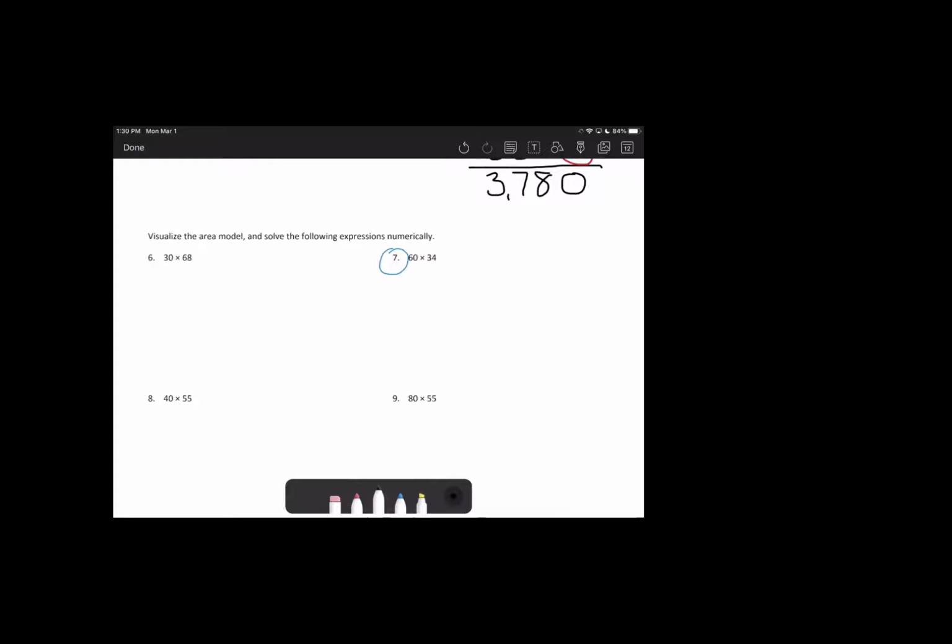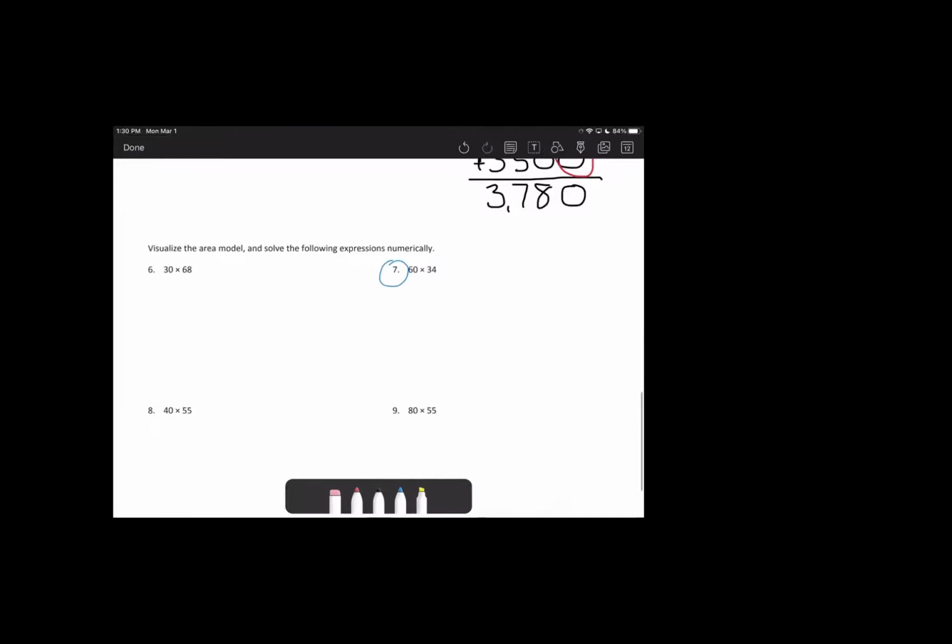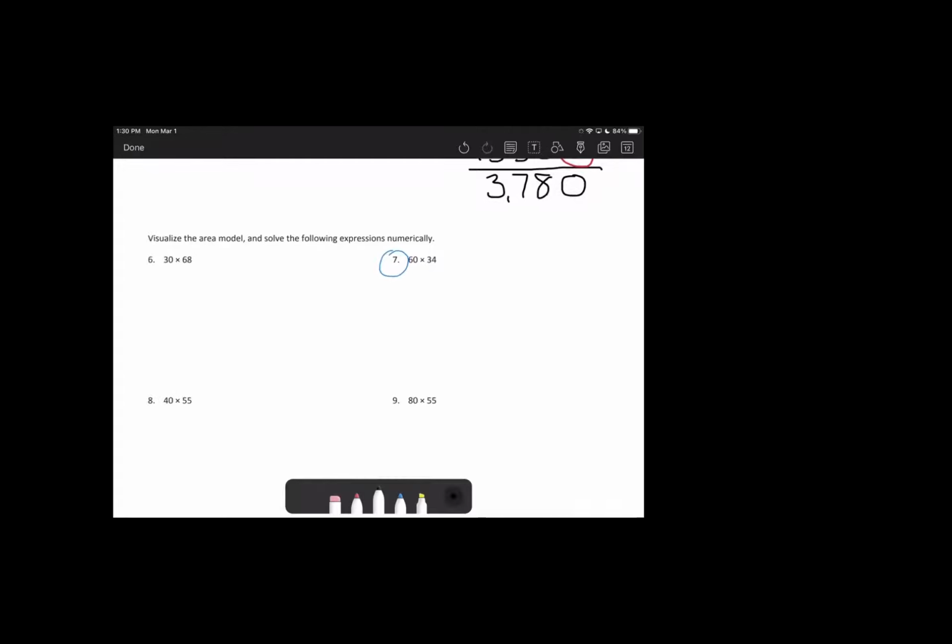So Nolan, how can I write my multiplication problem vertically? 60 times 34. Right, so should I put 34 on the top or 60 on the top? How have we been doing it up here with the other one? 34 on the top. Right. Times 60.